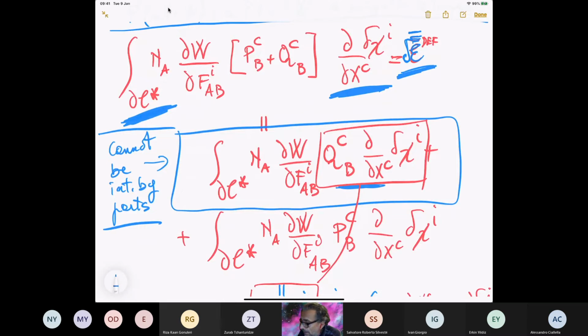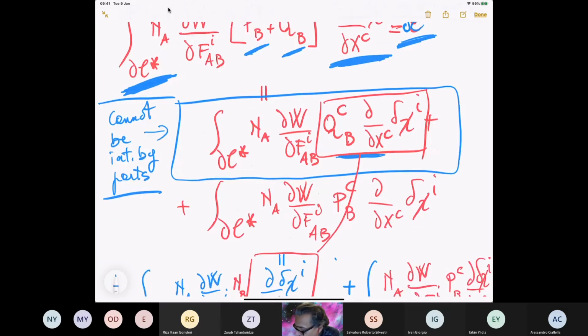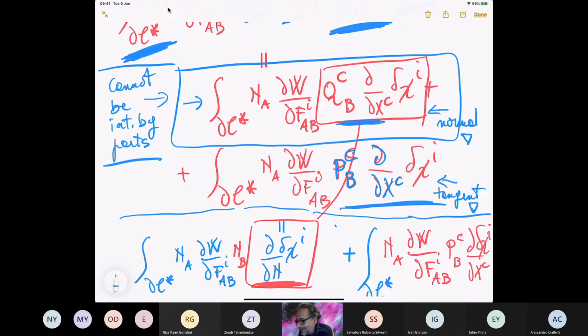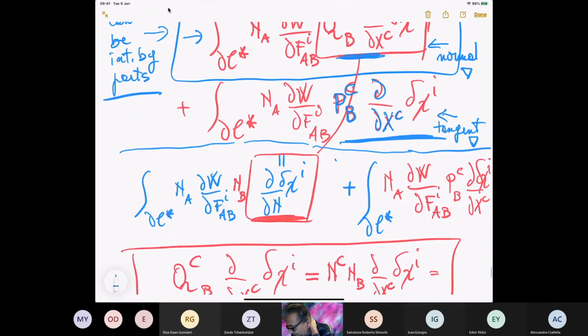So clearly, we can decompose P plus Q, and we get two terms. We have this term with the Q_CB projector and P_CB with the d over dx_C. This is a tangent gradient. So in a sense, which we must now understand, this is a normal gradient, and this is a tangent gradient. So up to now, I have not done anything else than decomposing the gradient into its tangent part and its normal part.